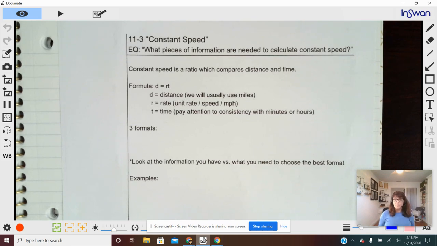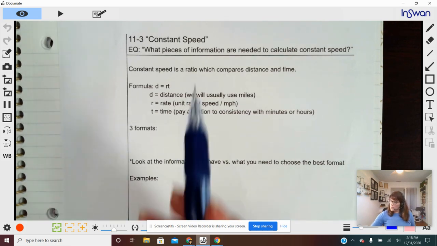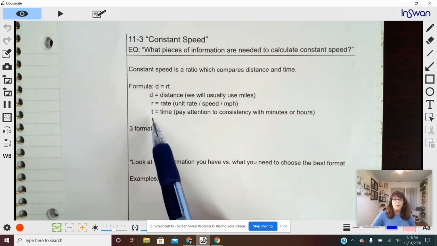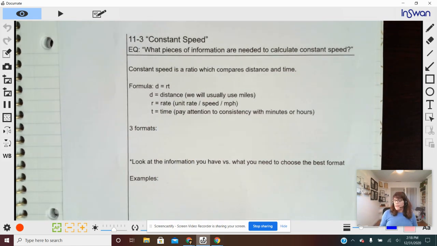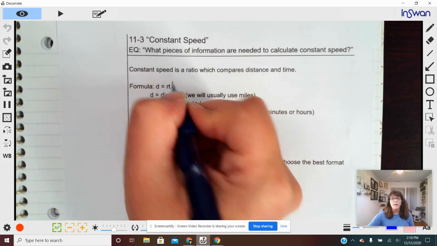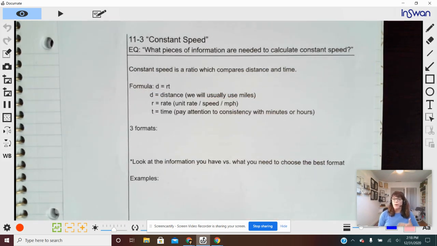But this one today, we are playing with the idea of converting from distance to rate, distance to time. And it's because constant speed and this formula, distance equals rate times time, is something you will come across over and over and over again. So it's definitely worth our time. But it is a ratio comparing distance and time.